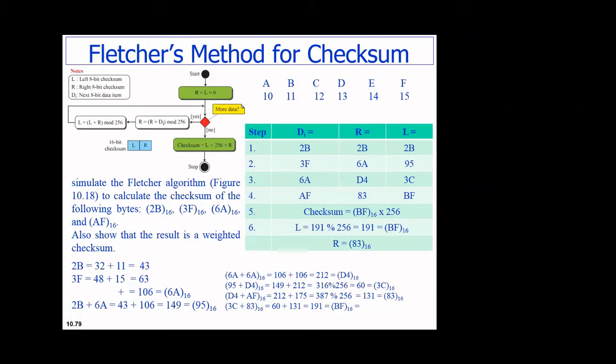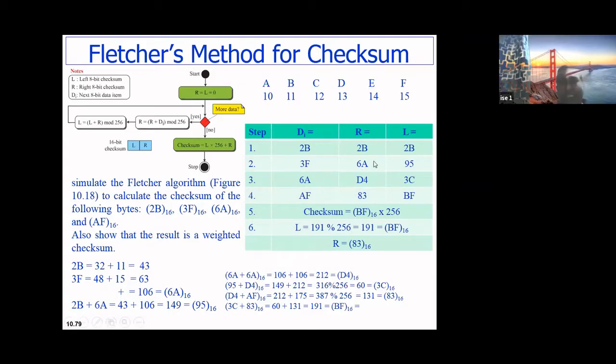Okay, 6a I have got. Now 6a, this goes here. From next, I go to this step. Now 6a is 106. 106 mod 256. Since 106 is less than 256, I'll be getting 106 only. But 106 is nothing but 6a. You got the idea? It is nothing but 6a as it is. Now this is going here.